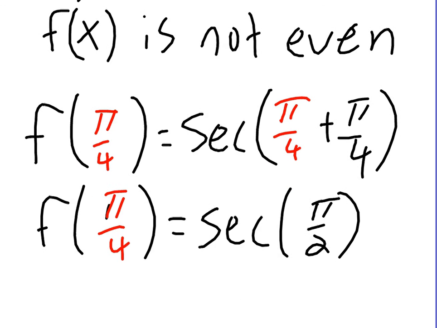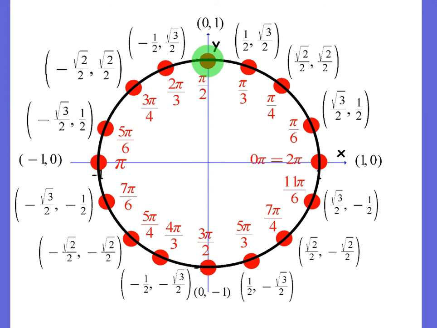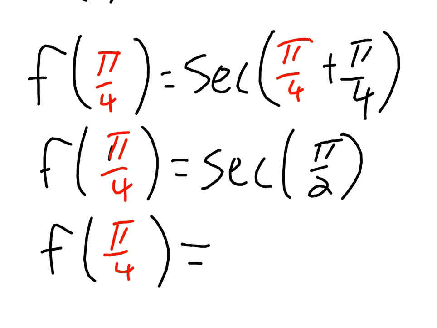And what is secant of pi over 2? Well, the x value on the unit circle, let's go ahead and look at that real quick. You should know it by now. The x value on the unit circle is 0. Secant is 1 over x, so it's going to be undefined. Okay, so you can already tell that something's not right here, right?